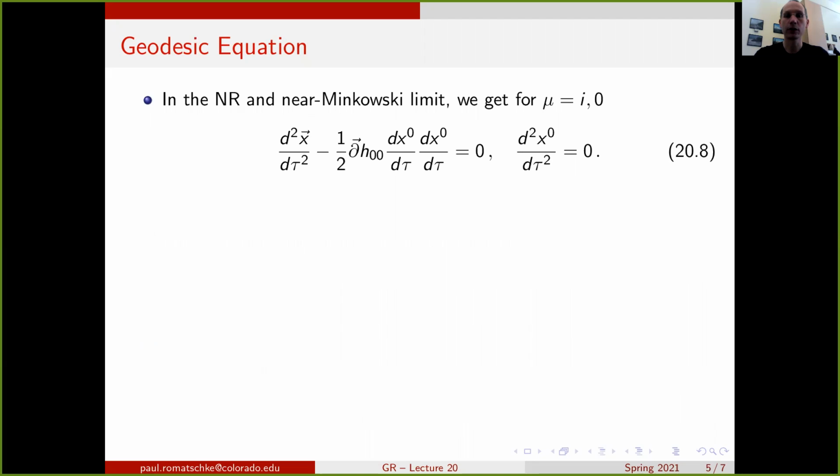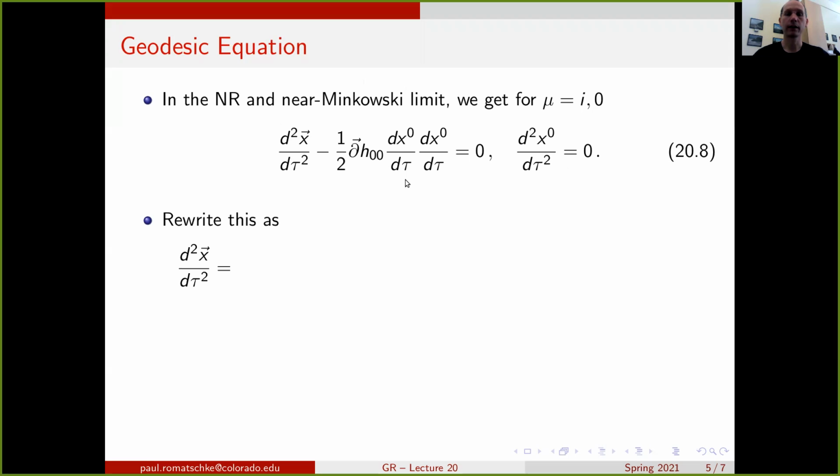So if we plug this into the geodesic equation, then we find that in a non-relativistic and near Minkowski limit, we get the geodesic equation for index mu is i and mu is 0 respectively. This is the geodesic equation where I have set mu equal to i, the space-like index, and this is the geodesic equation where mu is equal to 0, where there is no contribution from the Christoffel symbols. Clearly, since the second derivative of x0 with respect to proper time is vanishing, this just means that dx0 by d tau, the first derivative, is just a constant.